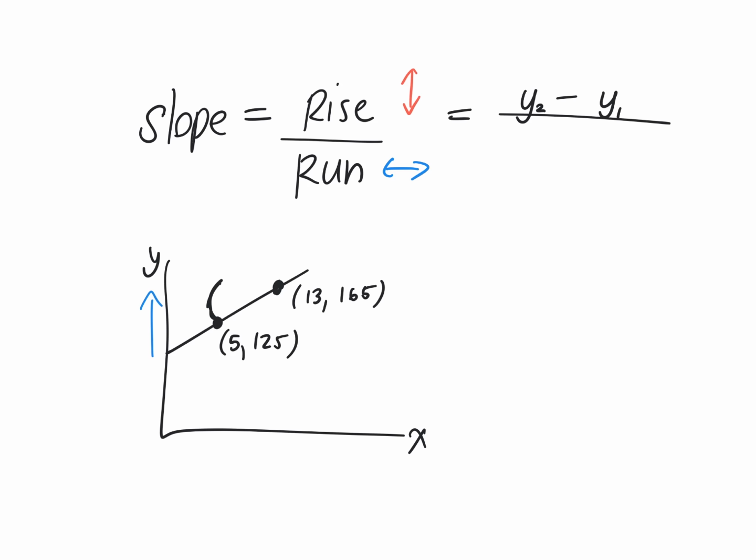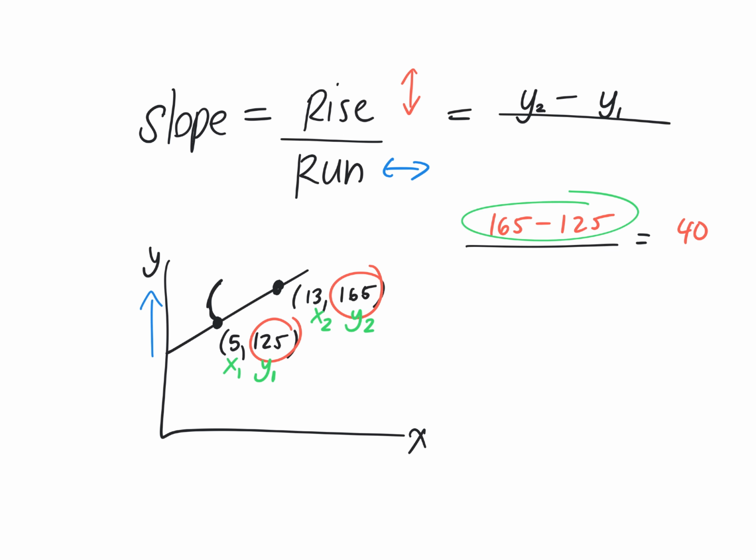125? So we were looking at the difference between the y values. It was 165 take away 125, which was what? 40. Okay, so this is xy, this is xy. And I just call this 2 and 1. It's just separating the different coordinates. This is coordinate 2 and this is coordinate 1. Okay? So I was subtracting my y values. 165 take away 125 is 40.